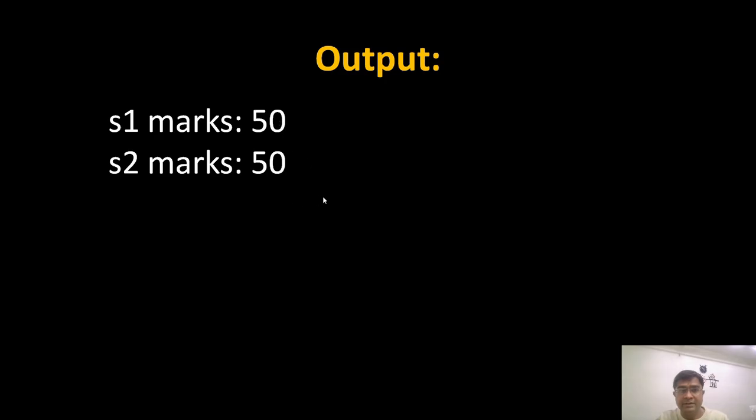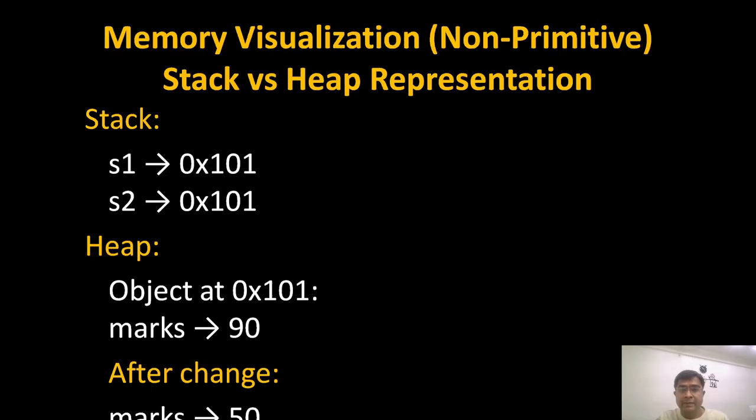So x equal to 50, this was the output, both the objects print the same output, 50 50. Now this is where the memory visualization of the non-primitive data type starts here. So we are going to compare here stack versus heap. So what actually gets stored in the stack? The stack stores basically the reference variables, right? So s1 and s2 are present in the stack. Only the reference is there. But the heap memory is going to store the object.